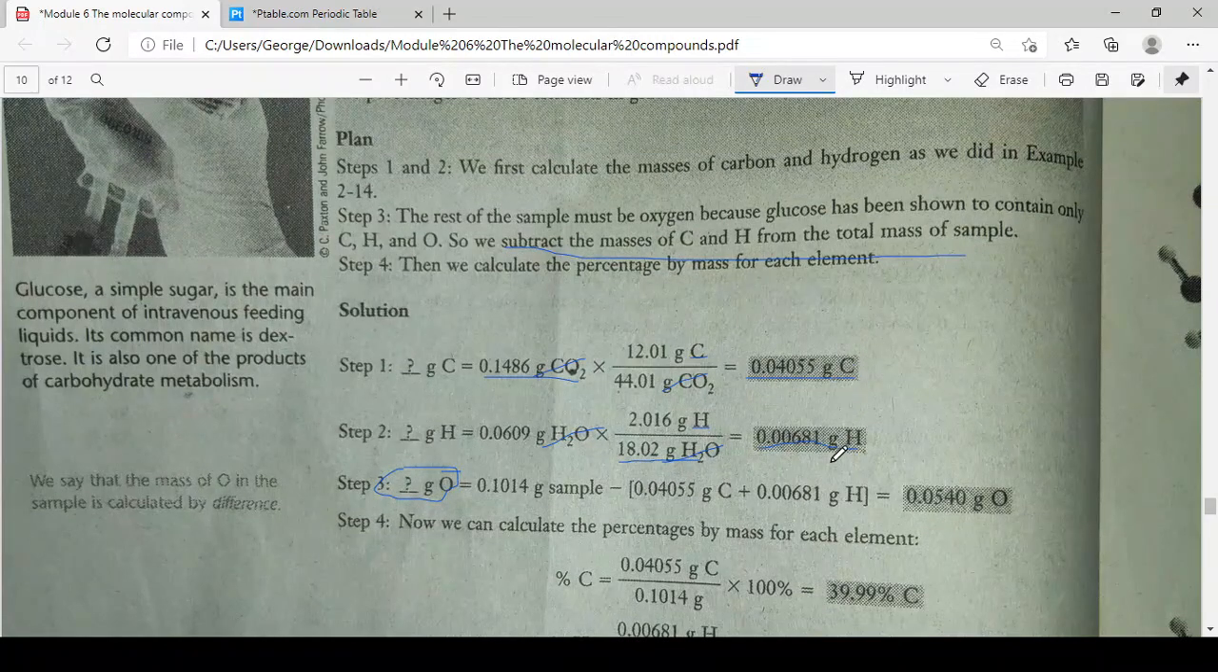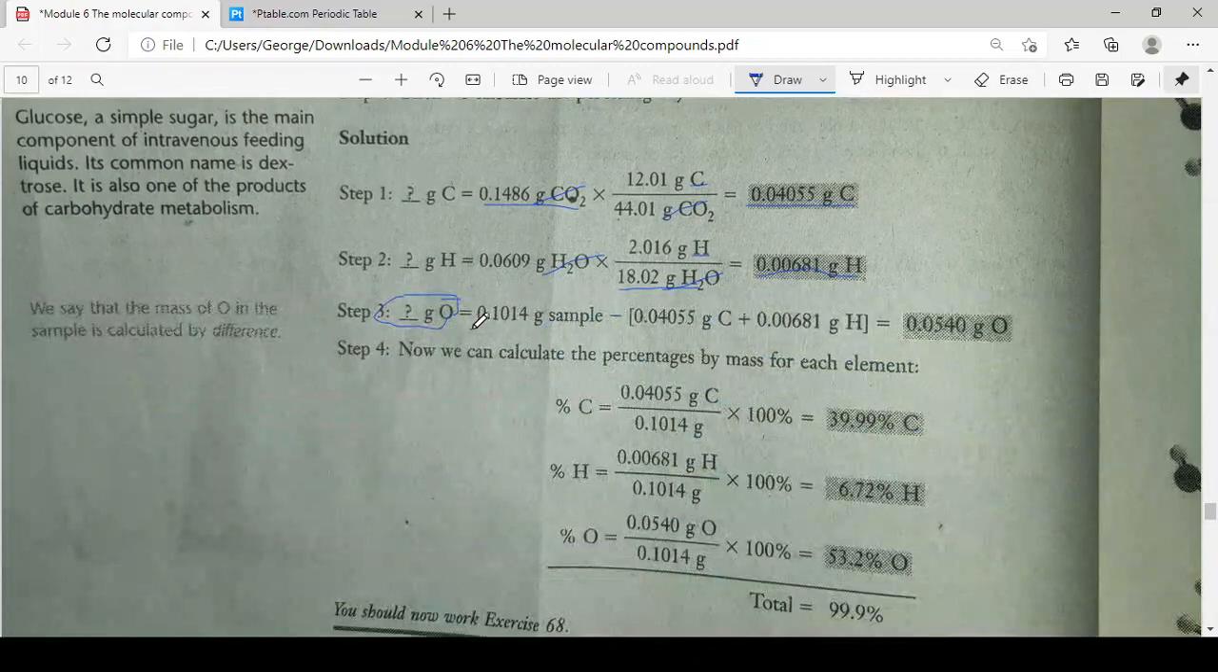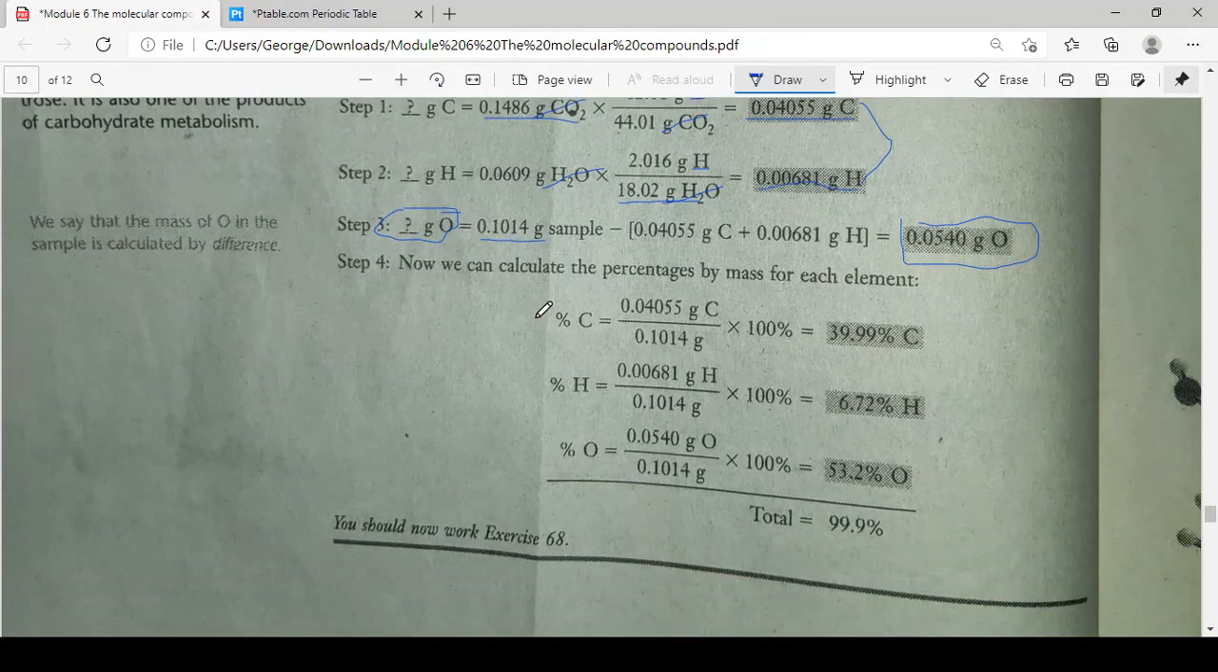0.04055 grams of your carbon, plus 0.0681 grams of your hydrogen, minus the grams of your sample. The grams of your sample, kids, is 0.1014 grams. Subtract it to get your total number. That is step 3: we just subtract the carbon and hydrogen from the sample in order for you to get your oxygen. Next, we simply find their percent composition.